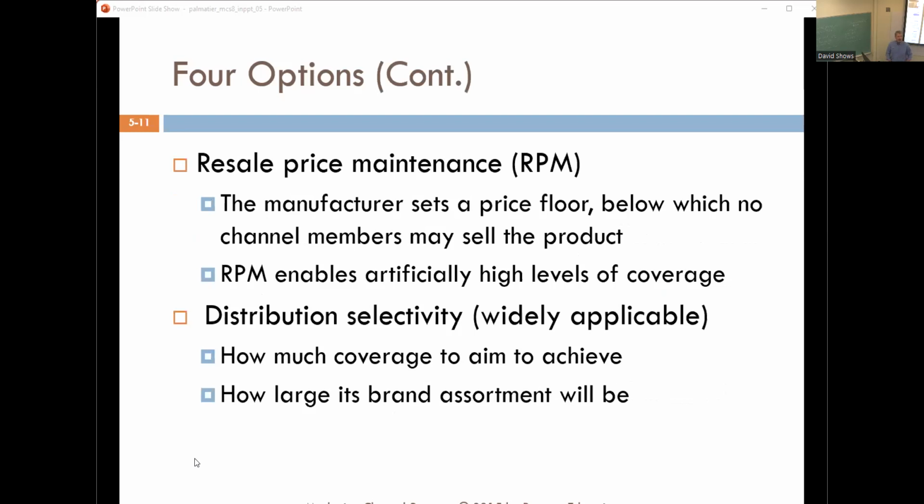The next is what's called RPM, resale price maintenance. Resale price maintenance says that the manufacturer sets a price floor below which no others can sell that product.